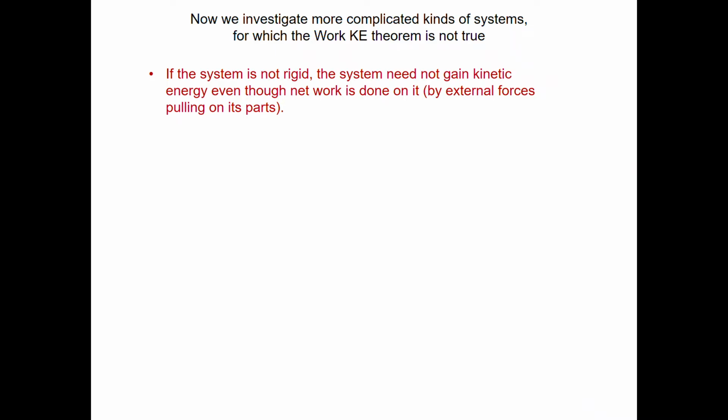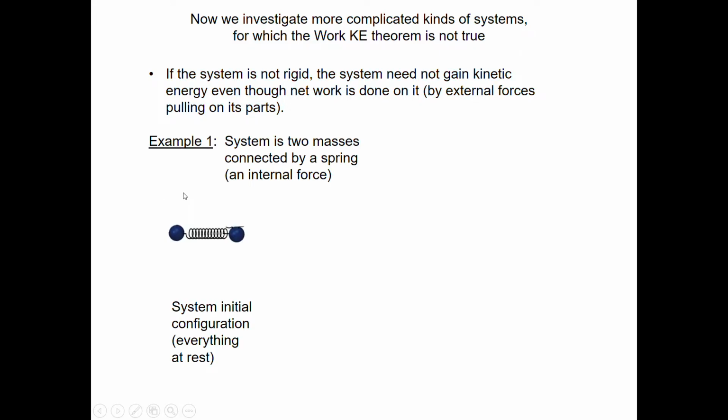Let's see now some of those examples where the work kinetic energy theorem fails for more complicated systems. Here's the system we were just considering, where we have two masses connected by a spring, and the spring is considered to be an internal force. All the other forces, where I'm going to pull on the masses on the sides with my hands, we'll consider to be external forces.